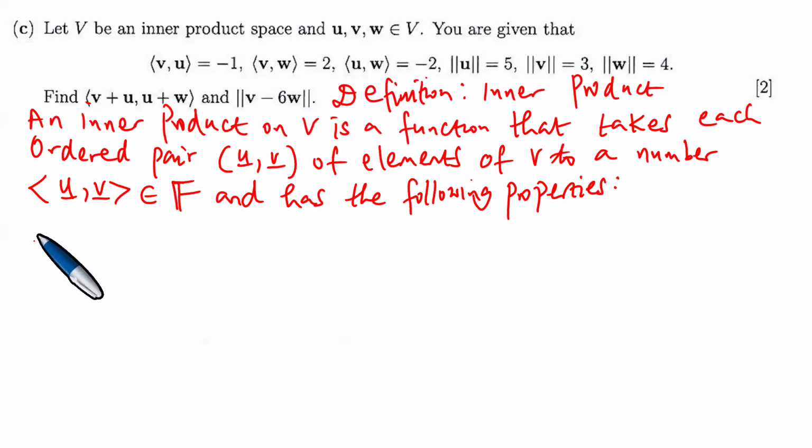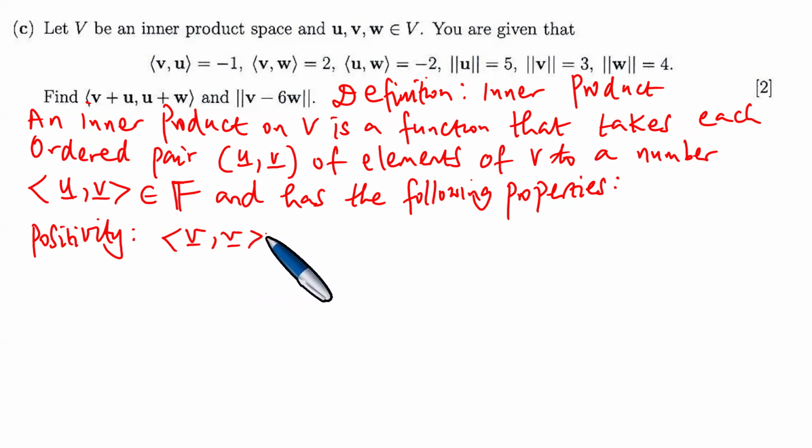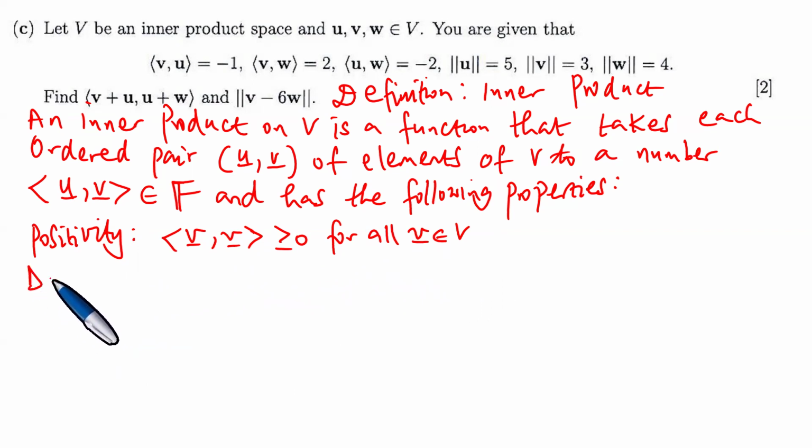There's something we call the positivity. What is positivity? Positivity means that the inner product of a vector with itself is always greater or equal to 0 for all V in the inner product space. And then there's something we call the definiteness.